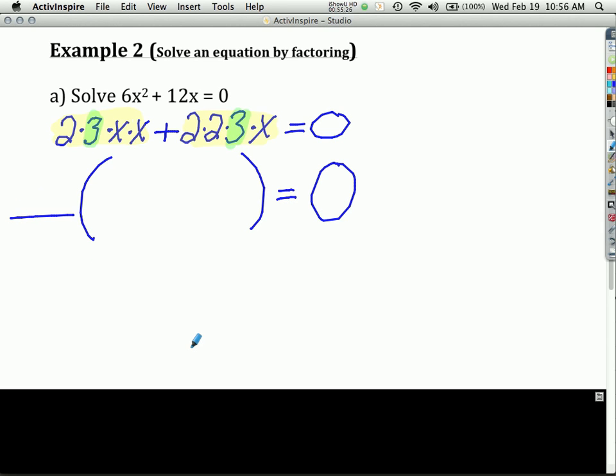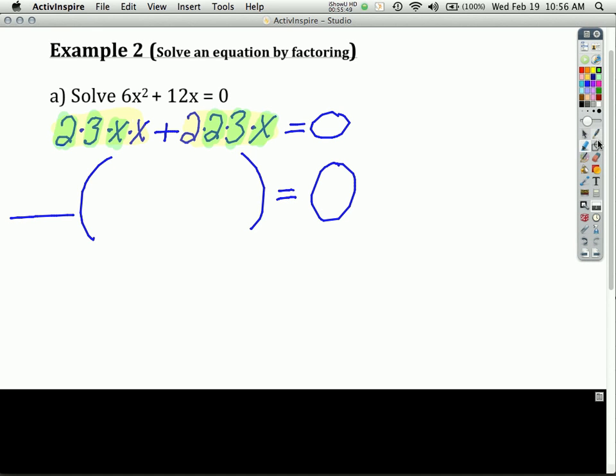Give me another factor that they have in common. Tristan? They have a 2 in common. This 2 and this 2 they have in common. What else do they have in common? Alyssa? They have one x in common. This one and this one. Do they have anything else in common?